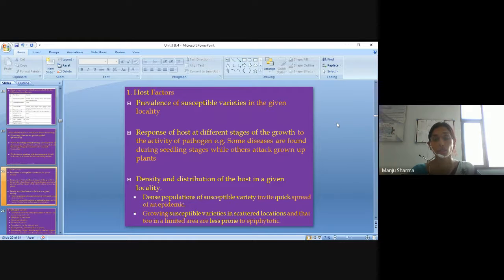A dense population of susceptible varieties invites quick spread of an epidemic. Growing susceptible varieties in scattered locations, and that too in a limited area, is also prone to epiphytotics.